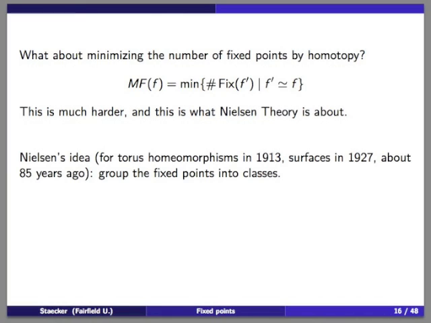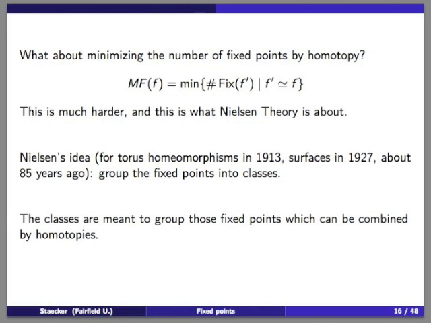And here's Nielsen's basic idea. He did this first for homeomorphisms of tori, and then for homeomorphisms of surfaces in 1927, about 85 years ago. Group the fixed points into classes. That's the basic idea of Nielsen's approach. The classes of fixed points are meant to group those fixed points which can be combined by homotopies. So when you ask which of these points I can combine by homotopies, the answer is that some of them you can combine with each other, but there are some that you can't combine with each other.